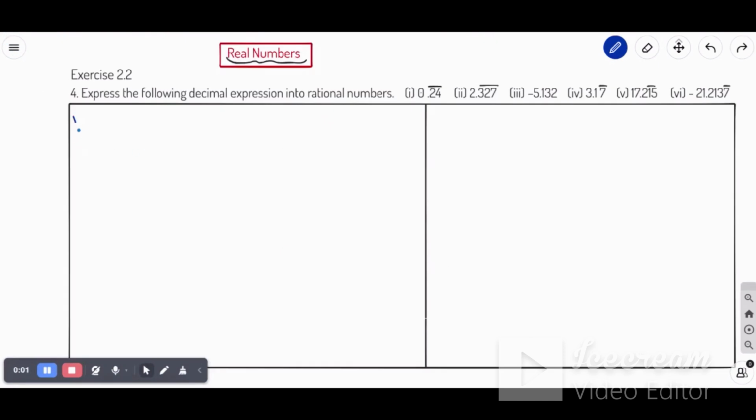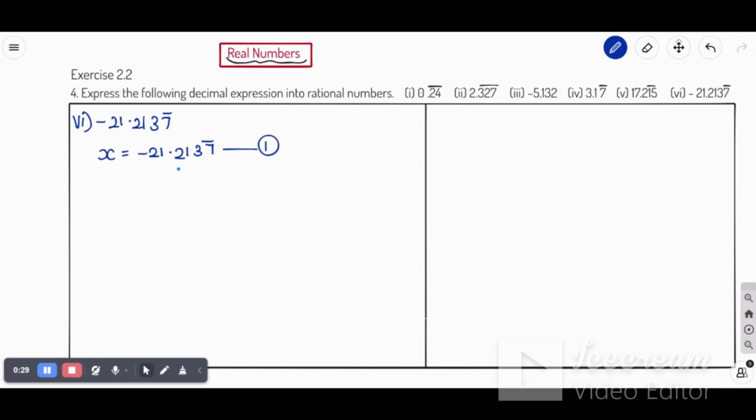So let us move to the final part of this question, the sixth question, which is minus 21.2137, and the 7 is recurring, the bar. So let us take our x is equal to what is given, minus 21.2137 bar. So this will be our equation 1. So let me take this as equation 1.